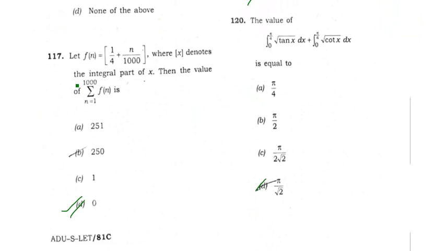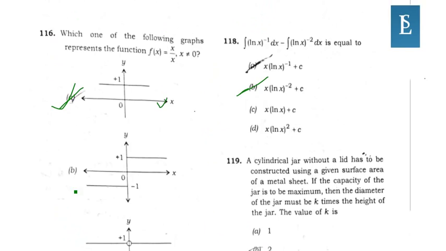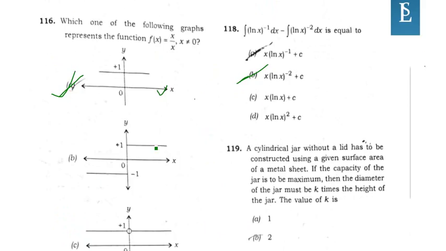Let f(n) equal to 1 upon 4 plus n upon 1000, where [x] denotes the integral part of x, then the value of summation n equal to 1 to 1000 of f(n) is 0. Integral ln x inverse dx minus ln x over minus 2 dx is equal to x ln 2 power minus 2 plus c.